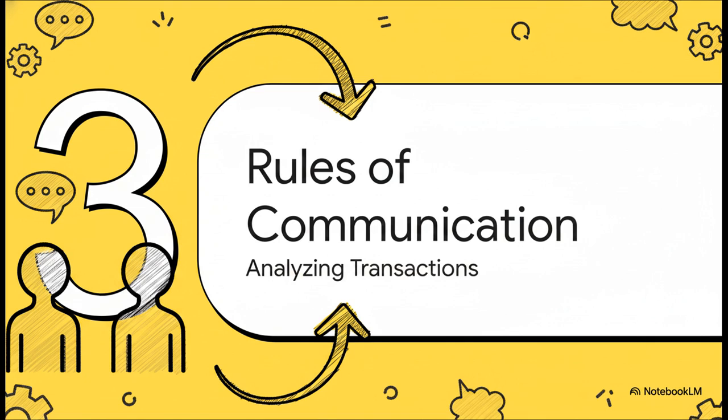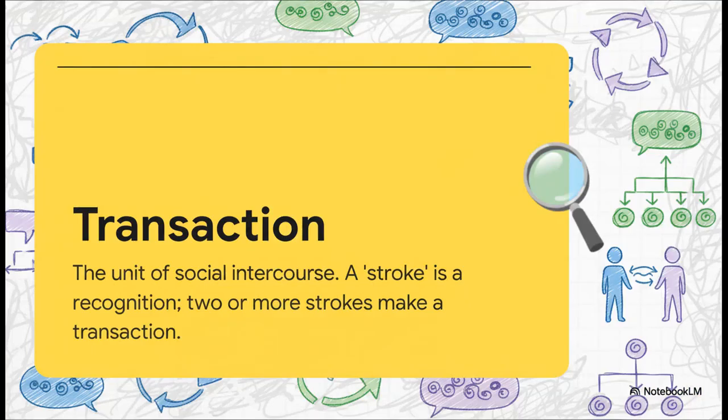Okay, so now that we've mapped out the internal world, let's take these tools and start analyzing how we actually interact with other people. Every single conversation we have is built out of a fundamental unit we call a transaction. It starts with a stroke. That's any act of recognition. Could be a nod, a hello. When there's a response to that stroke, boom, you have a transaction.